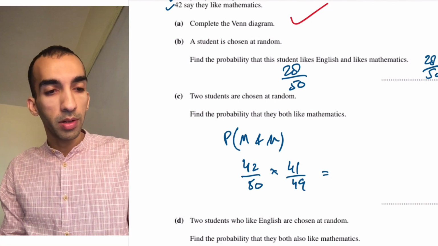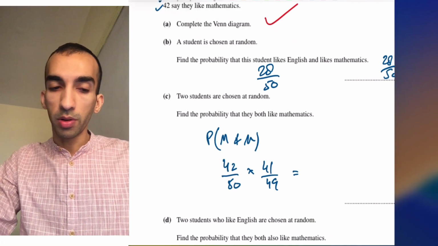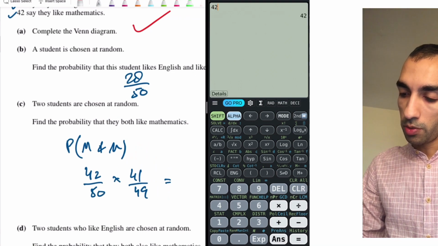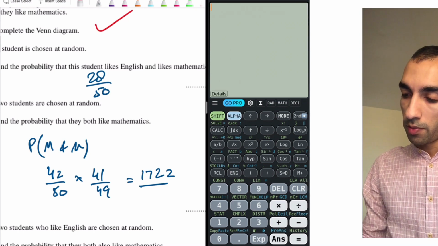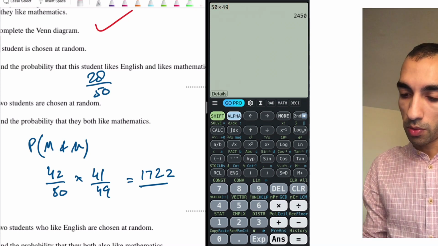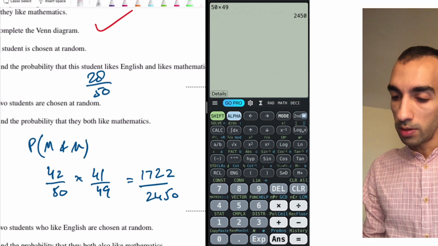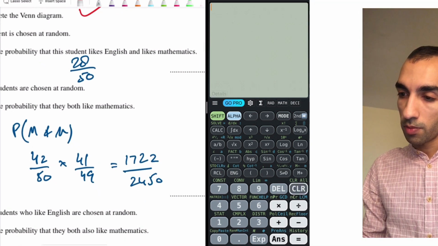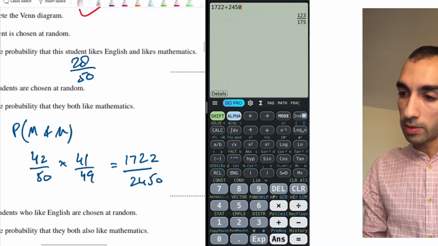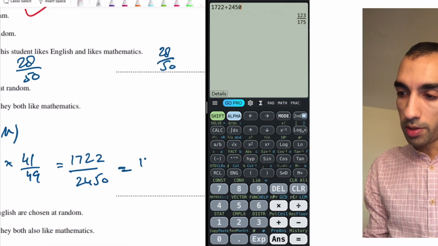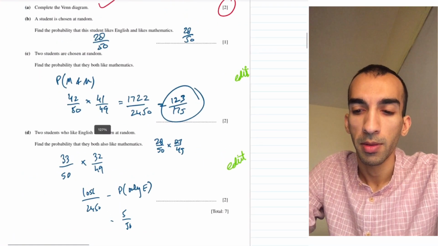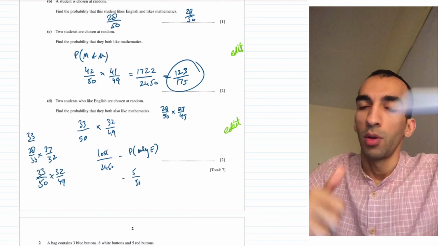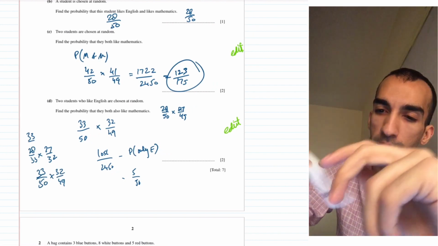42 times 41 gives us, let me do that in front of you on a calculator. 42 times 41 is 1722. 50 times 49 is 2450. And if I were to simplify that, this will come out to be 123 over 175. That's your final answer. 1, 2, 3, 4, 5.